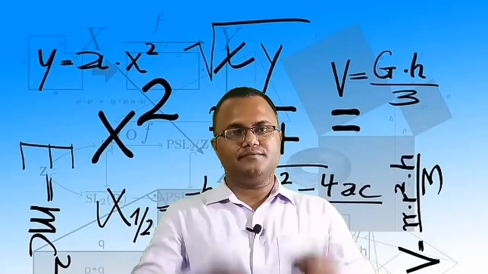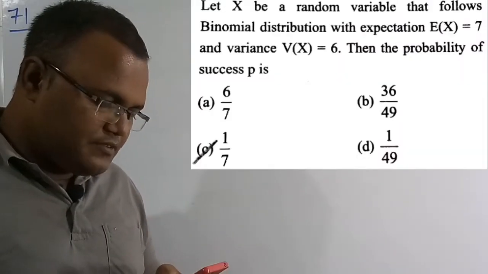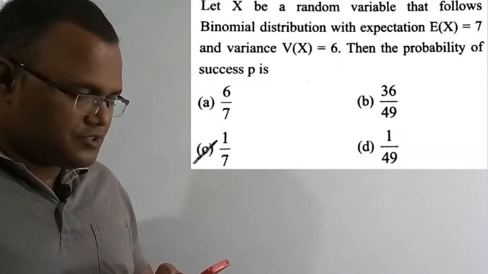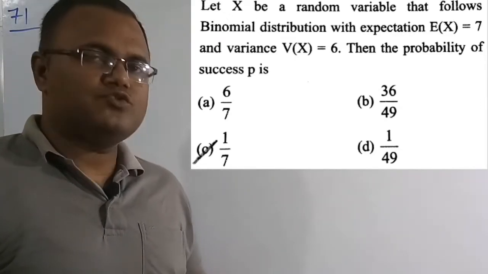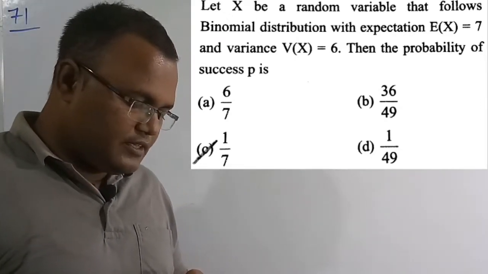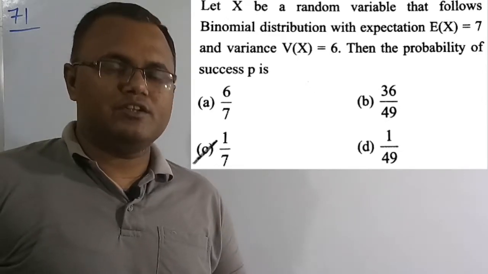So let's get started. Now we are going to solve question 71. See the question here. Let x be a random variable that follows the binomial distribution with the expectation of x equal to 7 and the variance of x equal to 6. Then what is the probability of success P? We need to figure out.